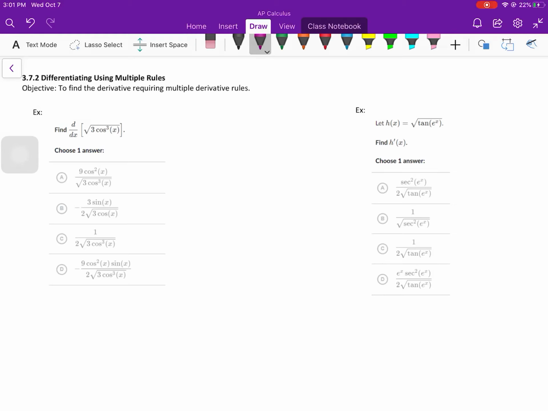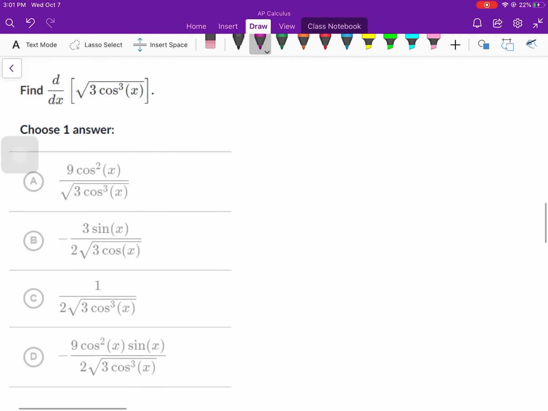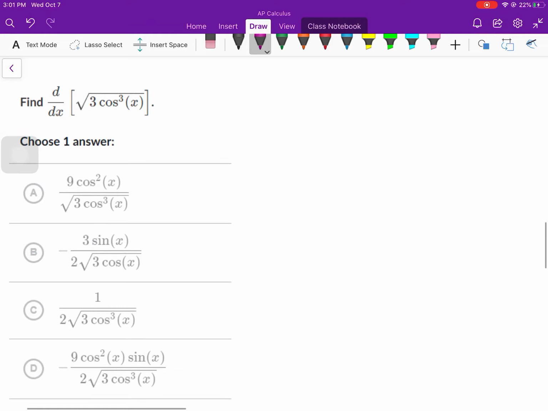Alright, it's the moment I've been waiting for, double chain rule. So we get double chain rule in this assignment, quite exciting. So let's go ahead and go through it. I'm going to rewrite this so we have all of this to the 1/2 power. And then on the inside, the 3 is just a coefficient, not too big of a deal. And then it's cosine, really it's cosine of x cubed.